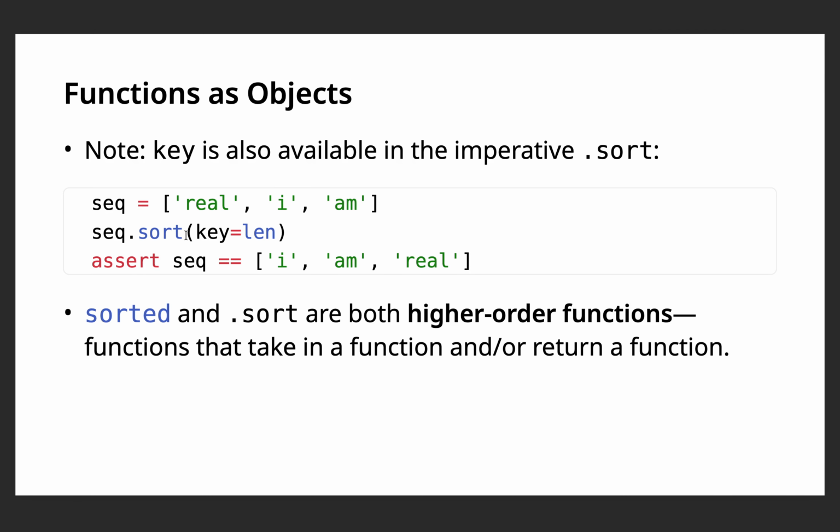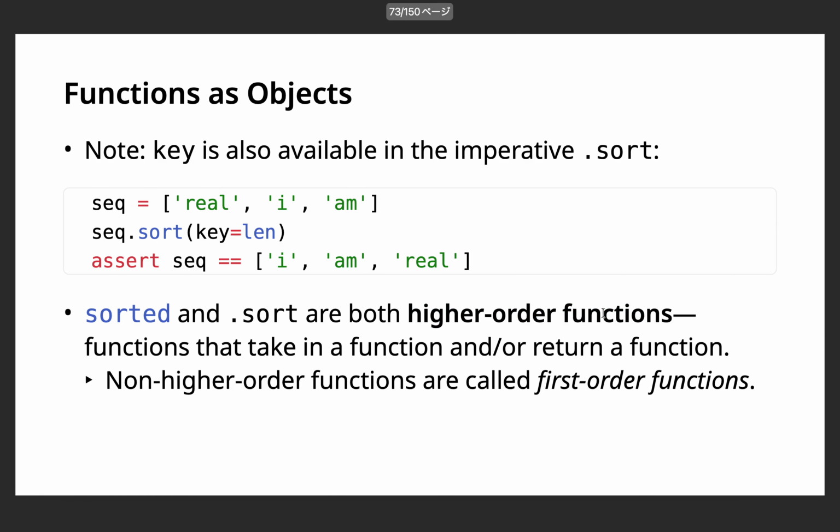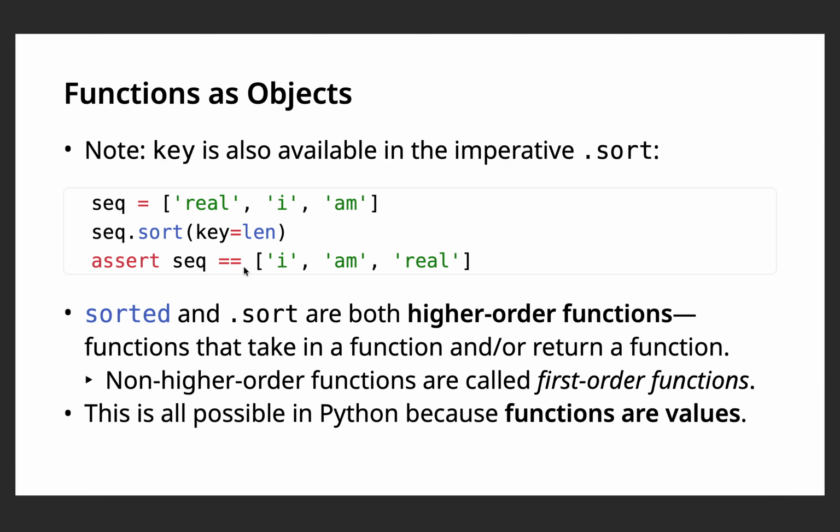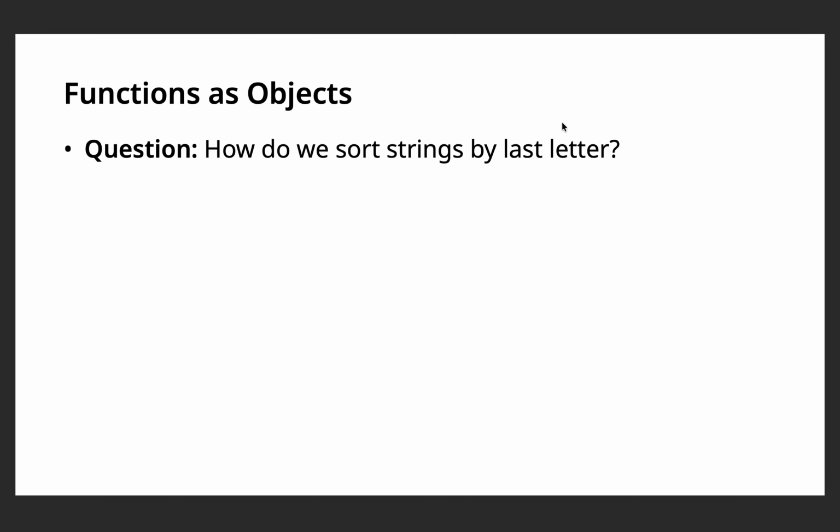Since these are functions that take in other functions as arguments, we call these higher order functions. On the other hand, len, for example, is what we call a first order function, since it is a function that does not call other functions. Sorted is a higher order function since it's a function that calls other functions. Again, all of this stuff about functions using other functions is possible because functions are values. Okay, so what if we want to do something else?